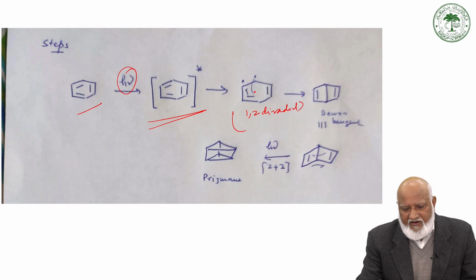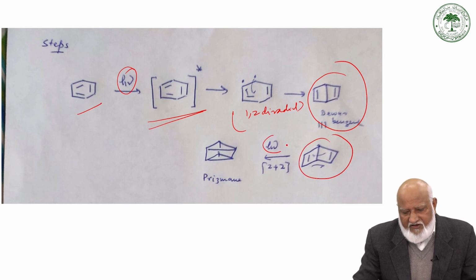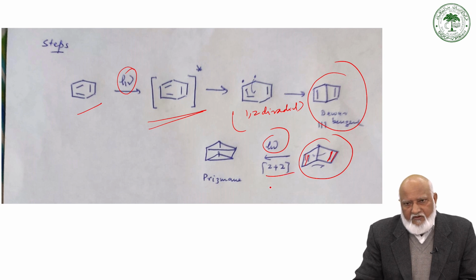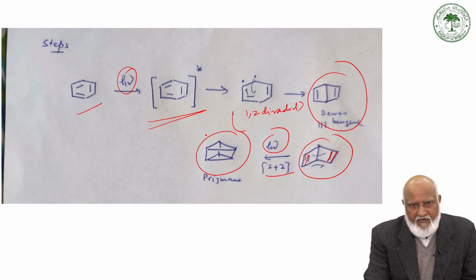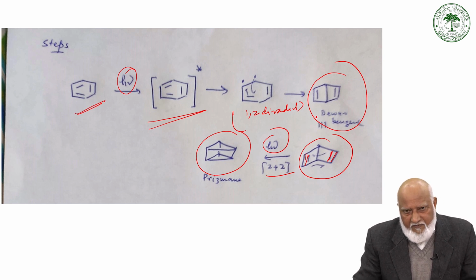So this can transform, can attack on this, and then form a double bond. So it can form a Dewar benzene, which can be represented through this step, and this under the further photolytic condition absorbs one more photon, undergoes 2 plus 2 cycloaddition to give a prismane. So you can see that for benzene, one of the primary products is Dewar benzene.